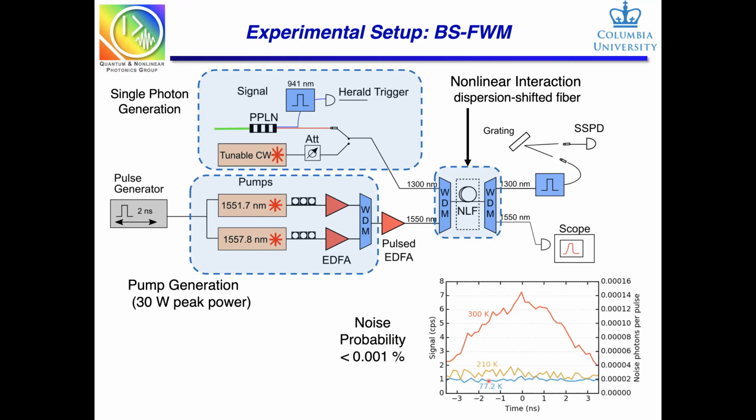But if we cool the fiber, you can see that basically it goes down to almost zero, so that the probability of actually generating a Raman generated photon within a window of our pulse is much less than a fraction of a percent. And so with this way, we've completely eliminated that.